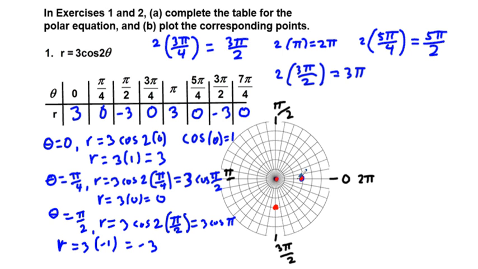And then for 3 pi over 4, well, 3 pi over 4 is up here, and we're going to have 0, which comes right back here again. For pi, we're going to have 3, so here's pi at the very left. We have 1, 2, 3.